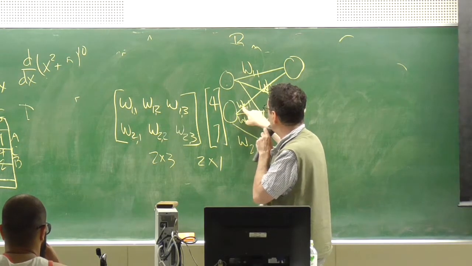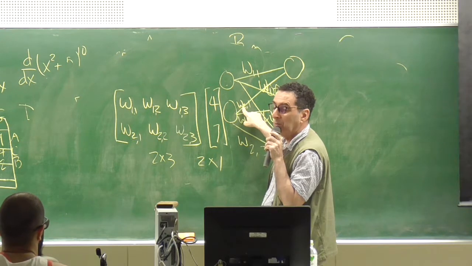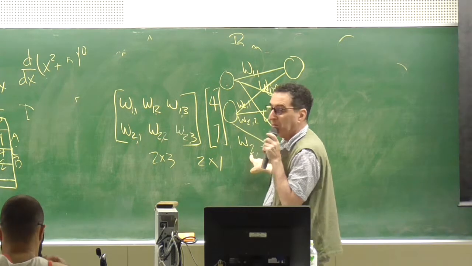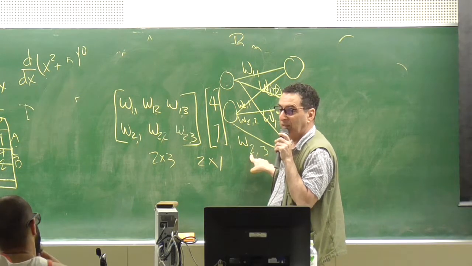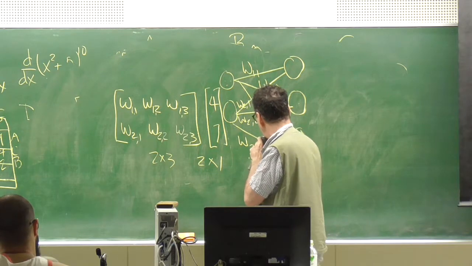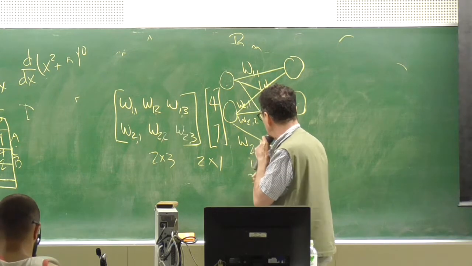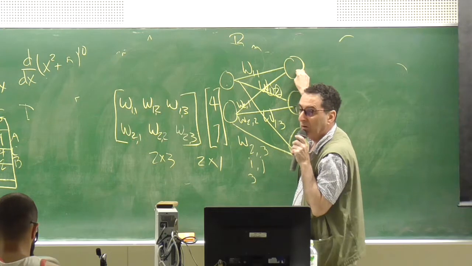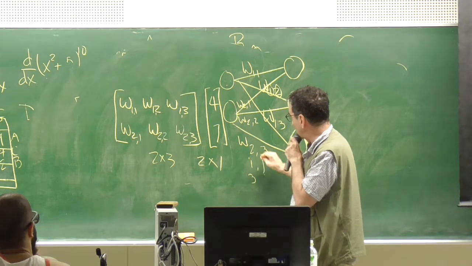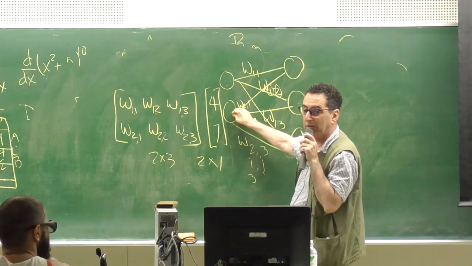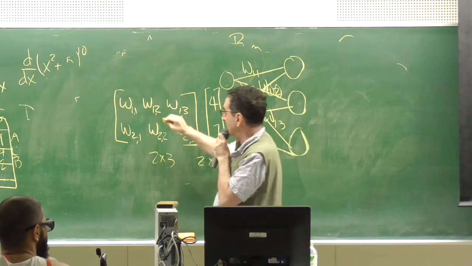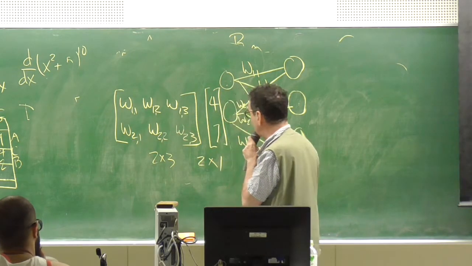So instead of calling this W21, I want to call this W12. Instead of calling this W23, I want to call it W32. So this I and J, so that I will be 3. That means that's which node it's going to in this layer, and J is where it's coming from. So I reversed it.